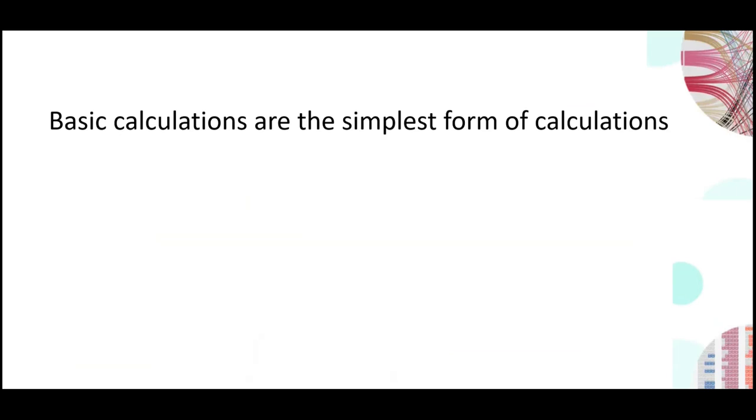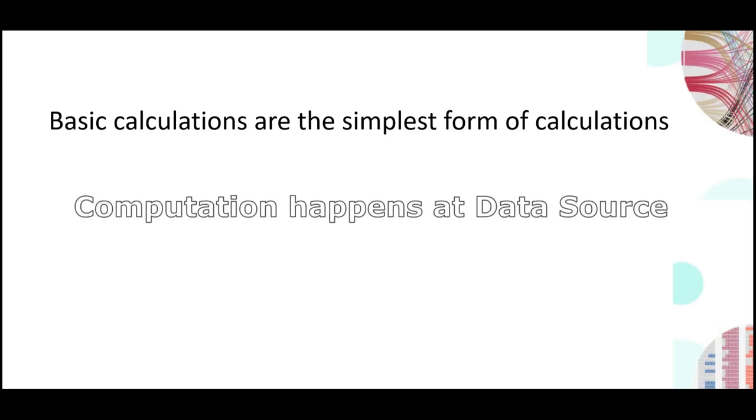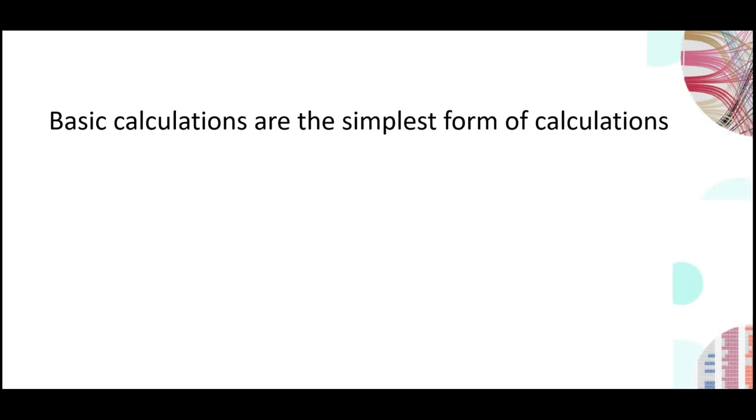Basic calculations are the simplest form of calculations in Tableau. They are typically used for basic arithmetic operations, string manipulations, or date calculations. In basic calculations, data is processed at the data source level, meaning they affect the raw data before it is visualized. They can either be row level calculations or aggregate calculations.